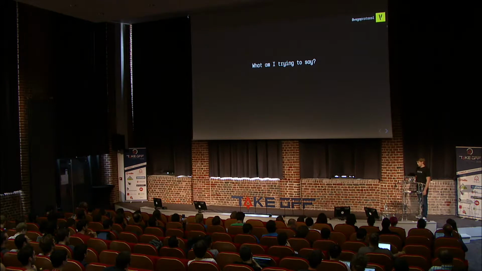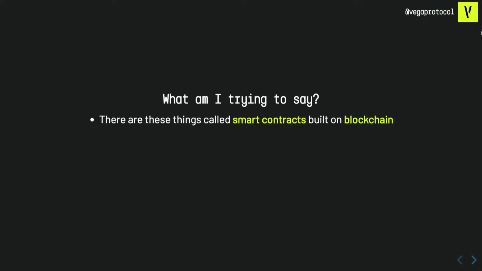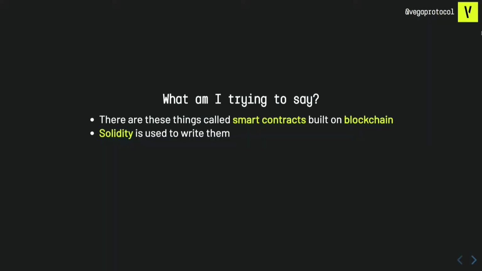So today's talk is really trying to just get across a few basic concepts about smart contract technology. So what I'm trying to say to you is basically there's this thing called smart contracts, which is built on blockchain technology, specifically the Ethereum blockchain. And Solidity is the language that's used to write them. So I'm going to be showing you some Solidity code. I'm going to give you a gist of how it works.